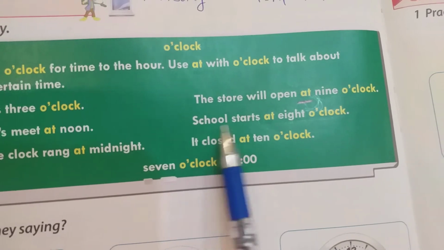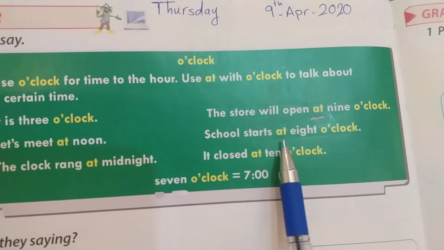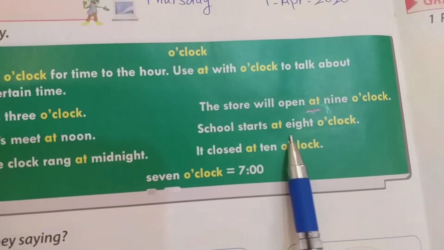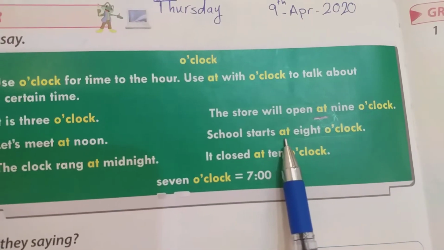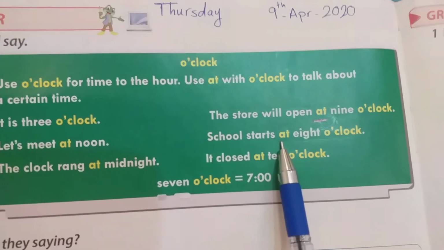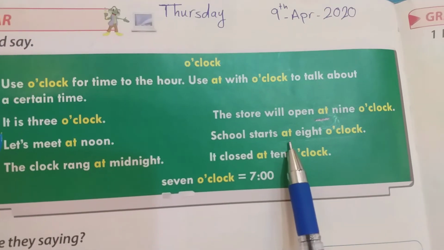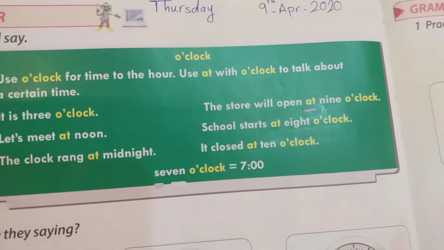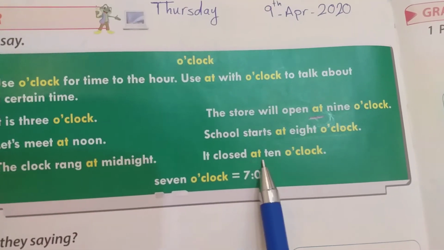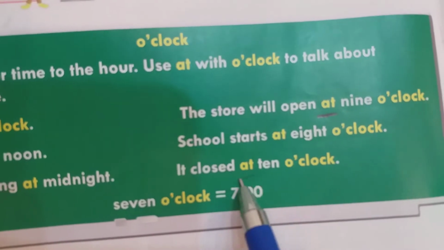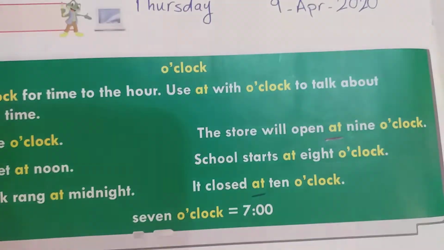Number 2. School starts at 8 o'clock. تبدأ المدرسة at 8 o'clock. Here we have a certain time. So I have to use the preposition at. I have to use at before the time. لازم أستخدم at قبل الوقت. Okay. Number 3. It closed at 10 o'clock.